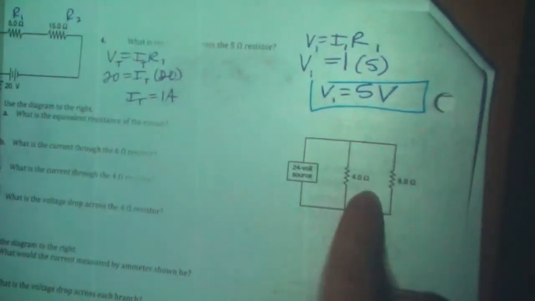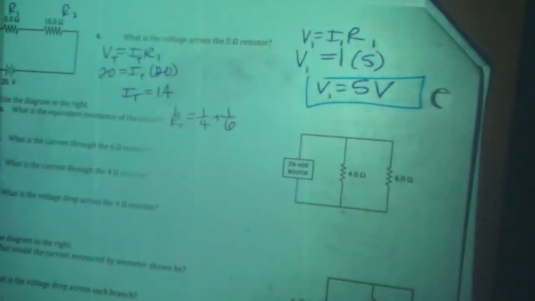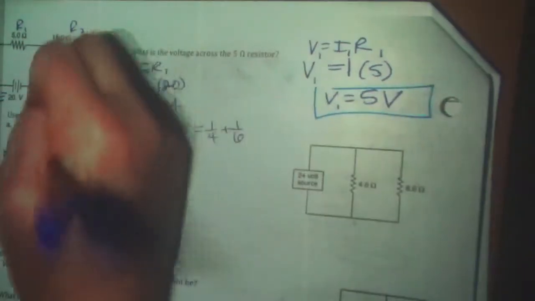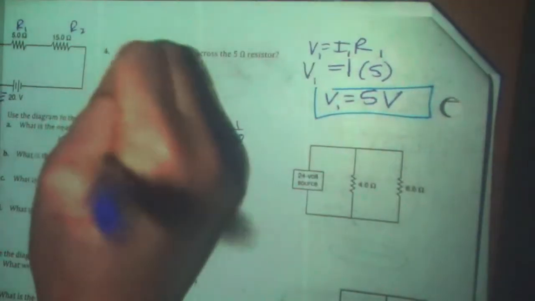Equivalent resistance of this circuit, so that's just asking for our total. So we're going to use 1/4 plus 1/6 because we are talking about a parallel circuit. We have the 1/4 plus 1/6, hit enter, and then don't forget to do 1 over that. So that's going to give me that our total is equal to 2.4 ohms.